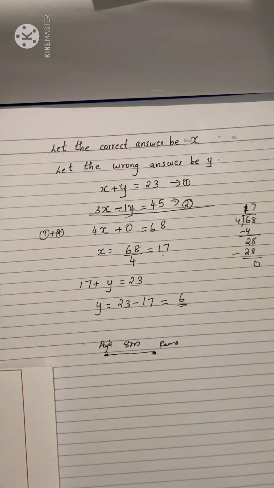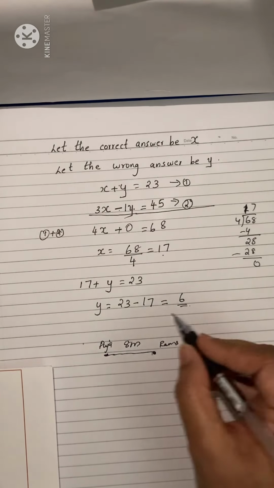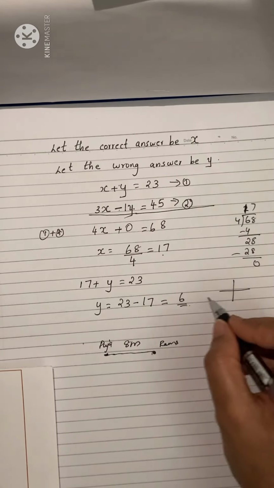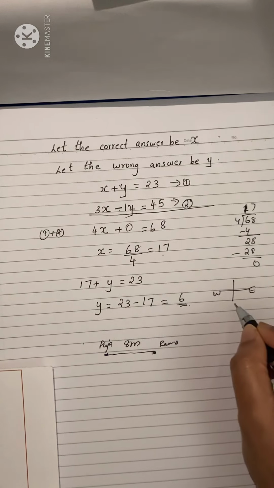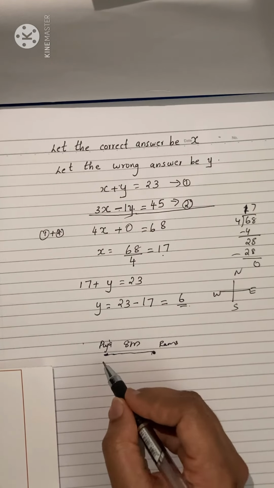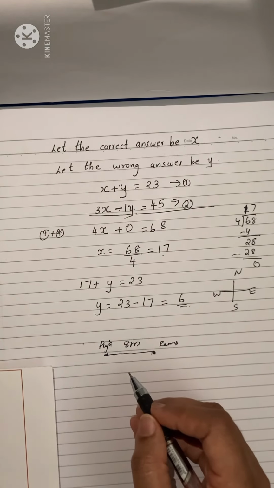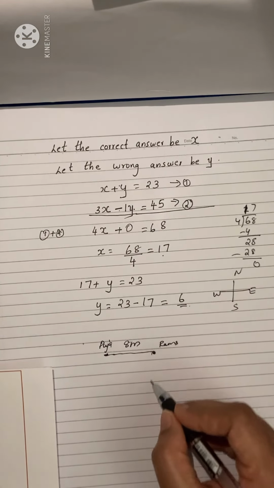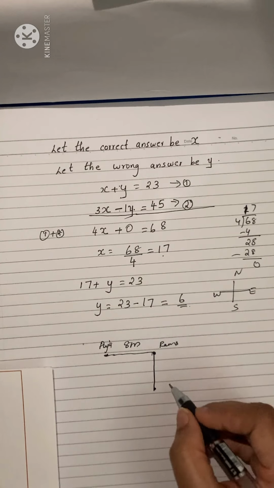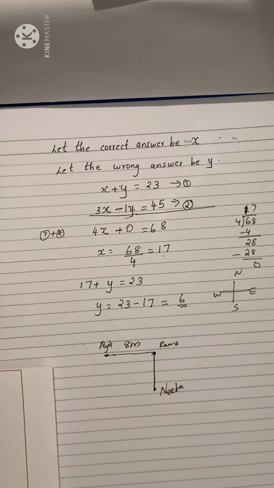Now next it is given that Neeta's house is in the southeast direction of Pooja's house at a distance of 17 meters. So southeast direction means the direction will come like this: east, west, north, south. And it is in the same column with Ram's house. Column means like this. So Neeta's house is in the same column as Ram's, and Neeta's house will come here.